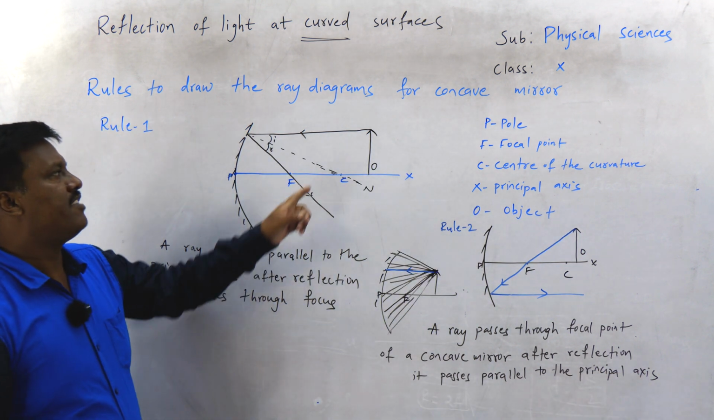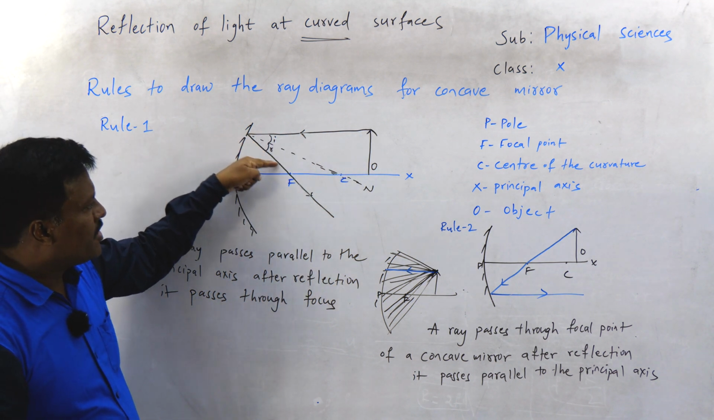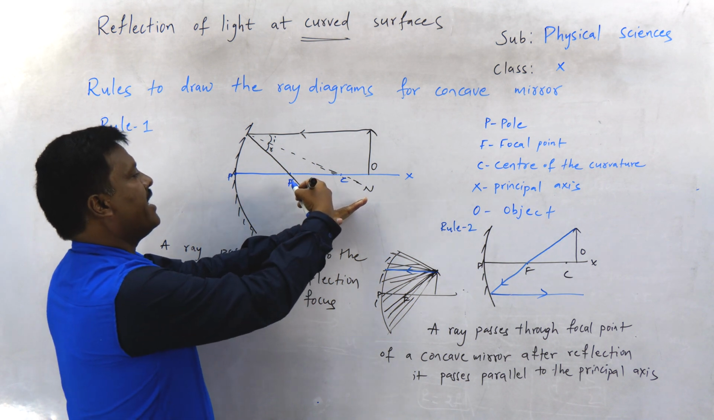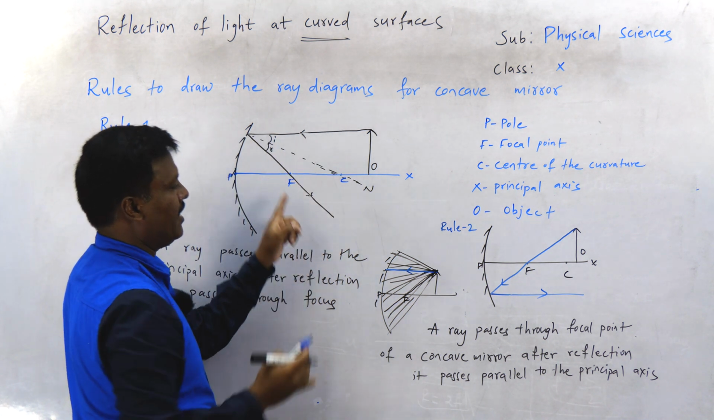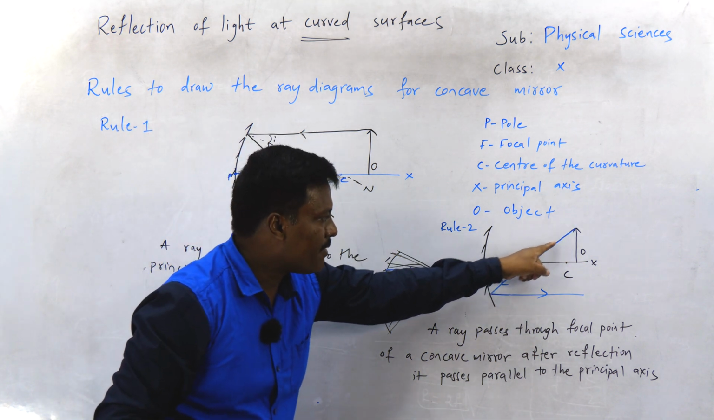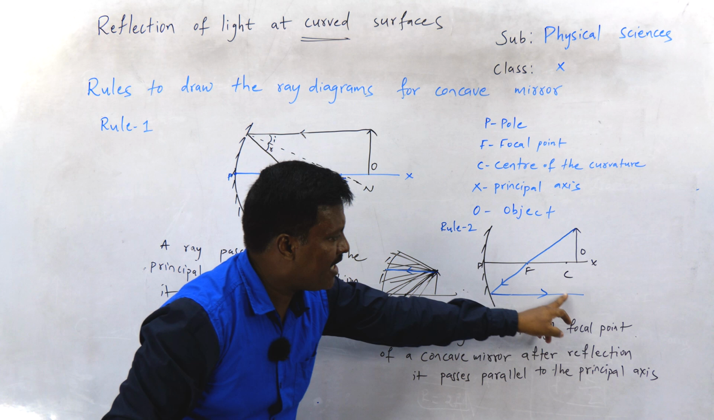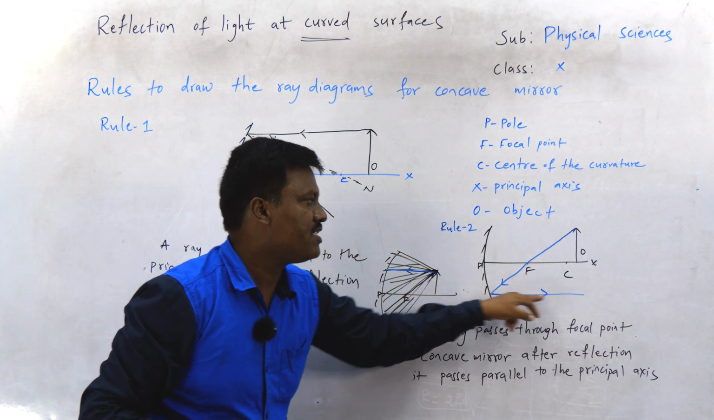Reverse phenomenon. Previously what happened? A ray passes parallel to the principal axis, and after reflection passes through focus. If you place one mirror perpendicularly, the ray traces the same path. That means a ray passing through focus, after reflection passes parallel. That is only rule number 2. Any ray passes through focus, either below the principal axis or above the principal axis. If the ray comes this way, it goes this way. So here the ray is coming this way, that is why it goes this way.